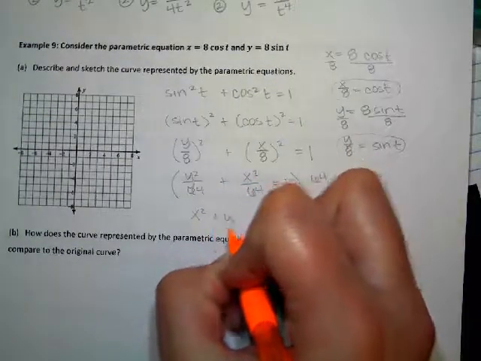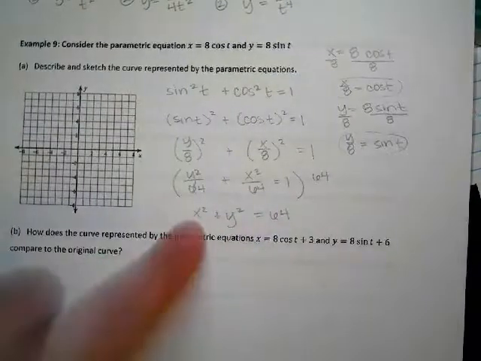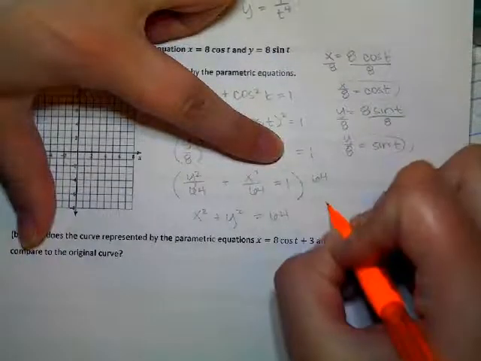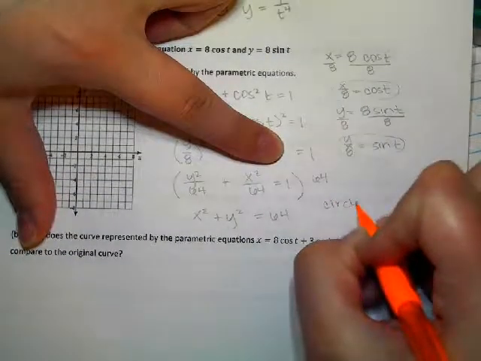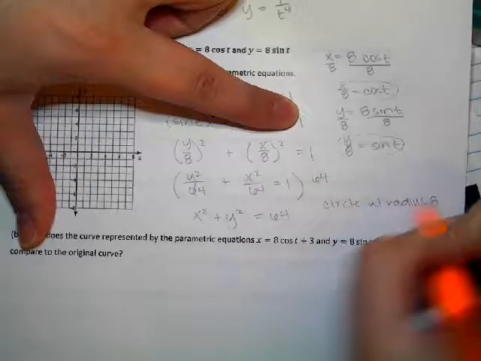And when I write it like that, do you recognize what it is? What is it? It's a circle with the center of what? A radius of 8 and a center at 0. So this is a circle with radius 8, centered at 0, 0.